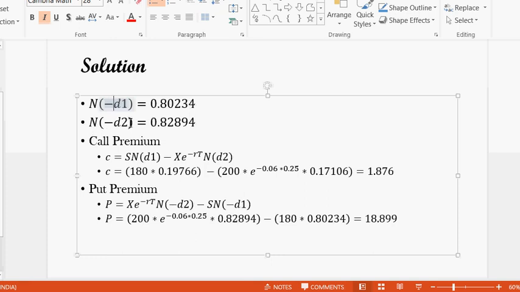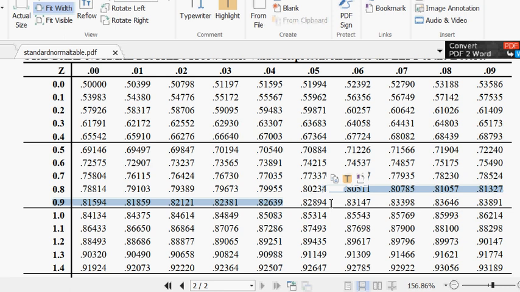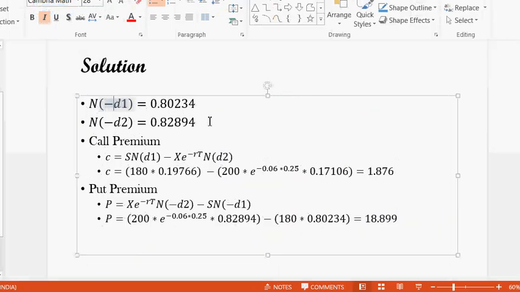Similarly, for n of minus d2, minus of minus would become plus. So I have to find the value for n of 0.95. I go back to the table, 0.9 is here and 0.05 is here. So n of 0.95 is 0.82894. This is the value for n of minus d2. So I have put that value here. Now I have all the values that I need. I'm simply going to substitute them and find the call option premium and the put option premium.